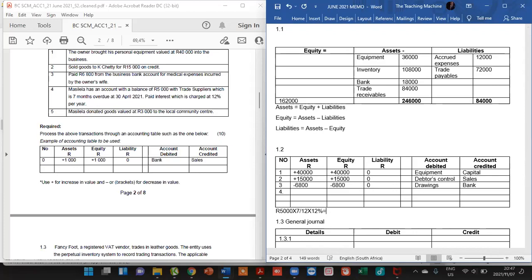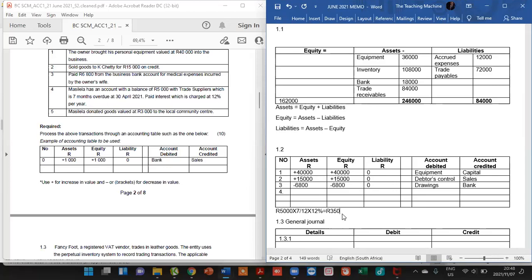5,000 times 7 divides 12 times 12% equals 350. Okay, let me check the messages. Yes, thank you very much. 350 will be the interest that will be charged by the supplier.